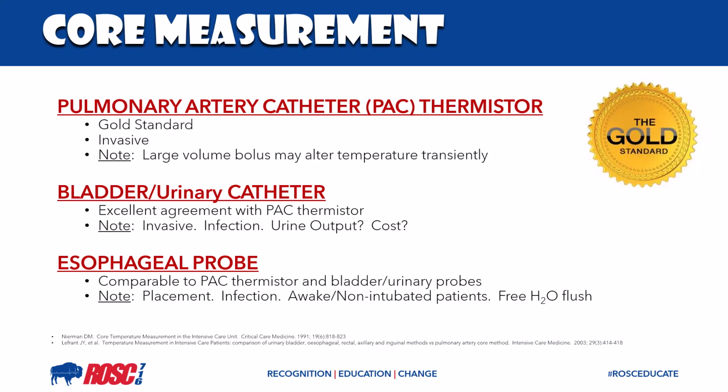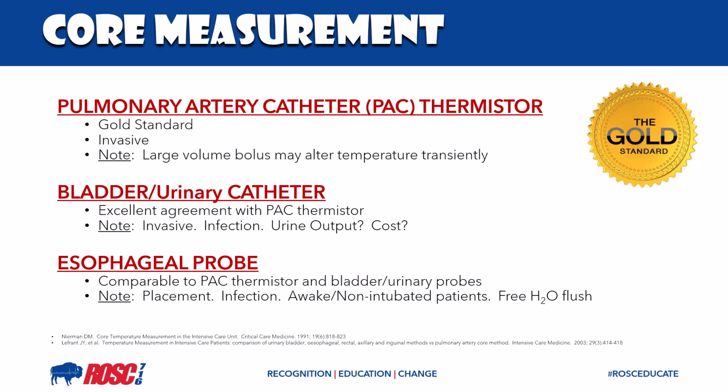So the most accurate temperature measurements in the ICU are core measurements. So the gold standard would be the pulmonary artery thermistor. Thermistor is another word for thermometer. This again would be the gold standard. We know it's invasive. We don't use PA catheters in many patients these days. We wouldn't start by putting a PA catheter in somebody just to monitor temperature.